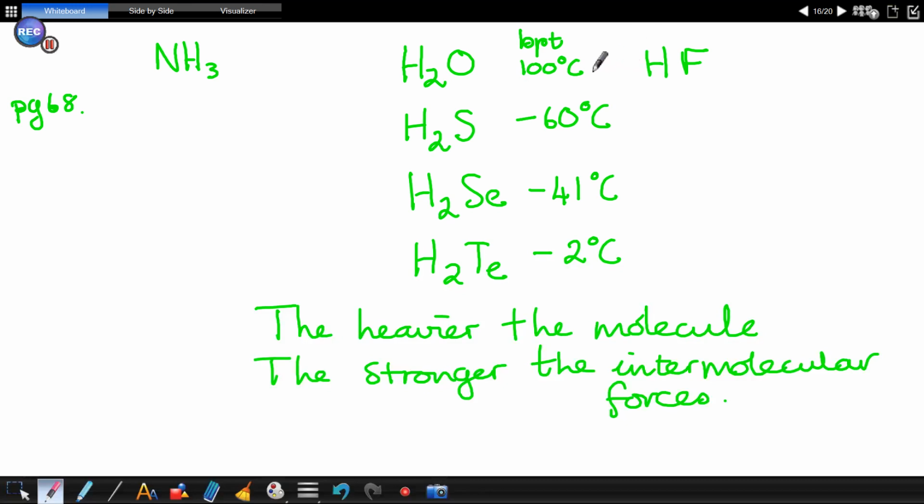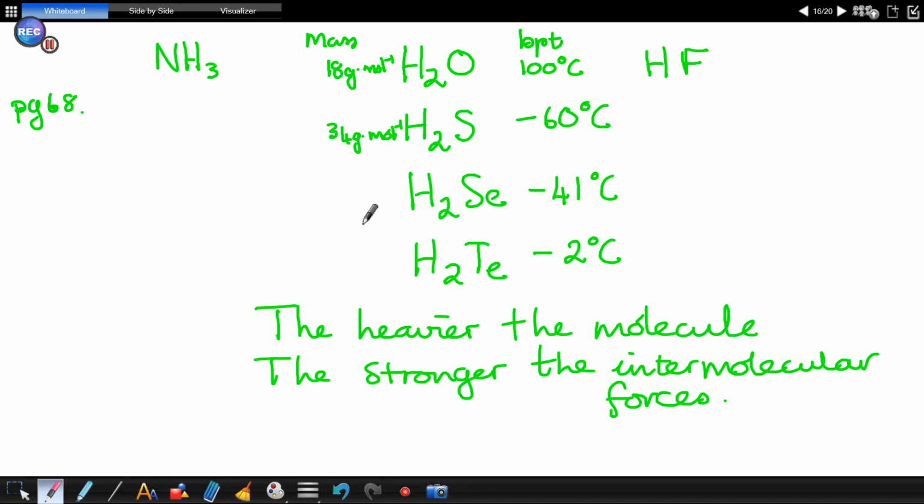Okay, so you told me that you expect H2S to have a higher boiling point than water. Why? What is the molar mass of water? Molar mass of water is 2 plus 16, which is 18 grams per mole. What is the molar mass of hydrogen sulfide? 34 grams per mole.